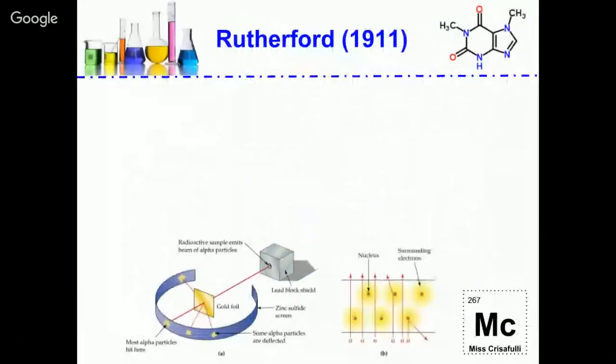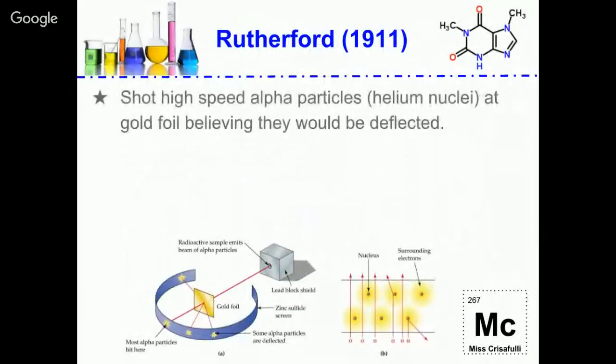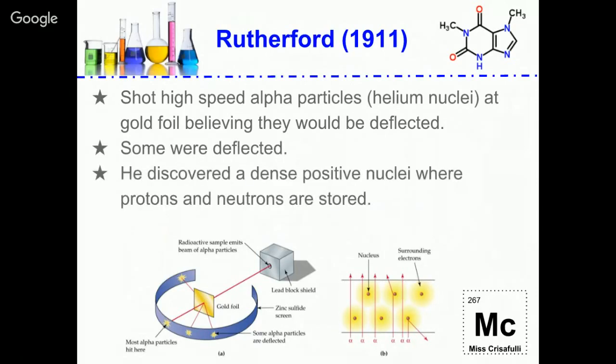Next, we had Rutherford. Rutherford shot high-speed alpha particles, which are helium nuclei, at the gold foil, believing they would be deflected. Some were deflected, but then he discovered, because some were deflected, that there was a dense positive nucleus where we now know the protons and neutrons are stored. So some of those alpha particles hit that nucleus dead on, which had them reflect back. Some of them also went straight through.